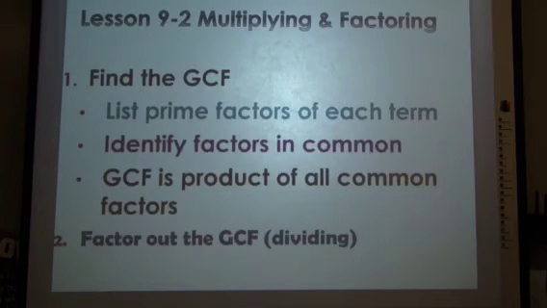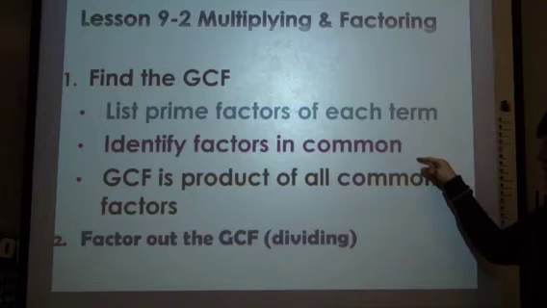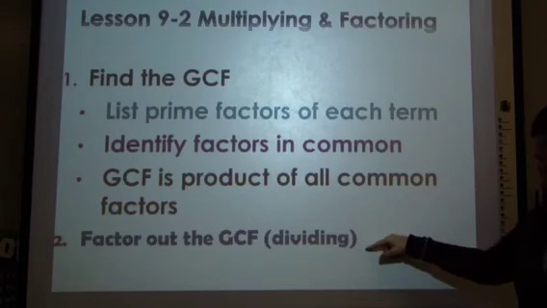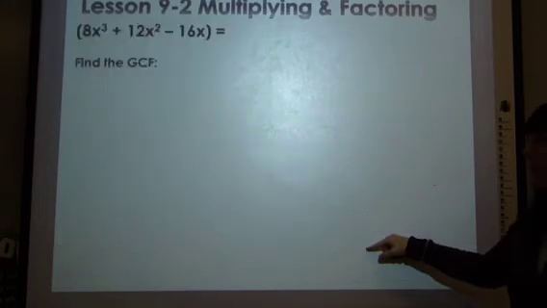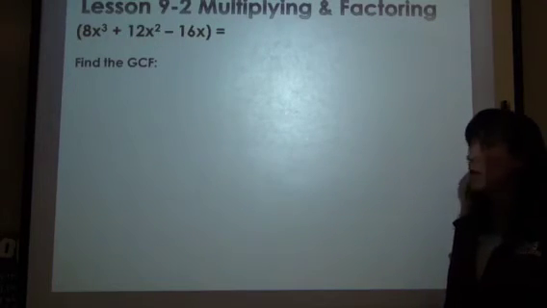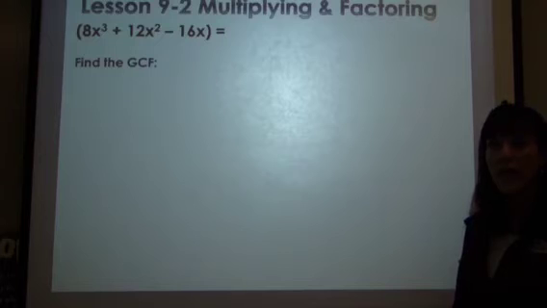So the steps are to list the prime factors of each term, identify the factors that they have in common, and then multiply those factors together to get your greatest common factor. The next step will be to factor out that greatest common factor that you just found, and to factor it out, we're basically dividing. If I gave you 8x cubed plus 12x squared minus 16x, I would want you to find the greatest common factor first to determine what we're going to factor out.